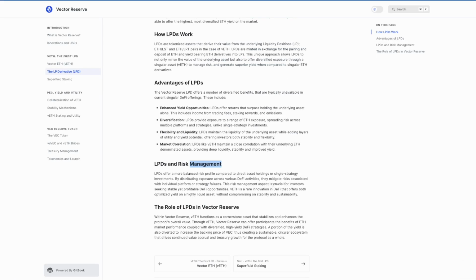So I believe they don't have a clear plan of which LSTs they're going to use, which ones they're not going to use, and also how they're going to assess which one's risky and which one's not. There's no spelling out of this kind of information.